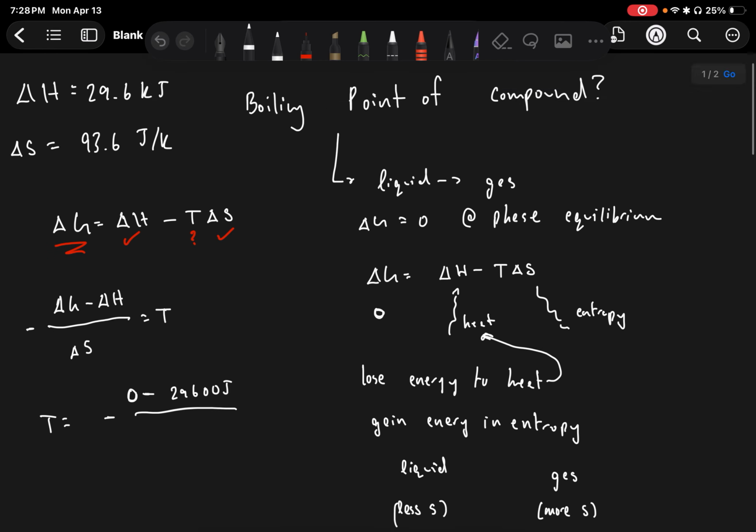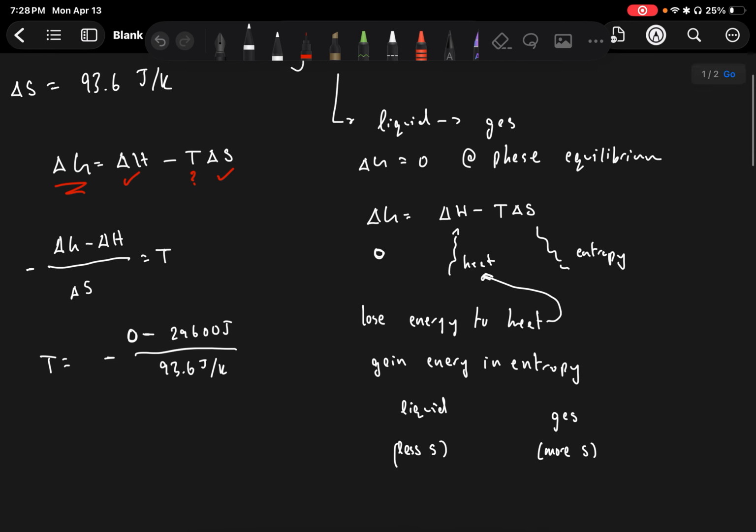What's delta S? So 0 minus, these will just cancel out. Now 29,600, just divide those two. Where was my calculator? 29,600 divided by 93.6, 316.2.